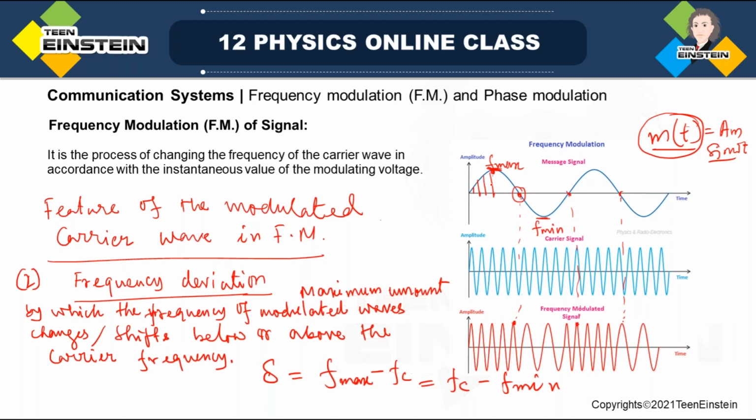So that is one point. When you have a louder audio signal, that means the amplitude is more, right? In that case you will get a greater change in the frequency of the modulated carrier wave. If you have a less loud or very feeble audio signal, in that case the modulated carrier wave will have minimum change in the frequency.